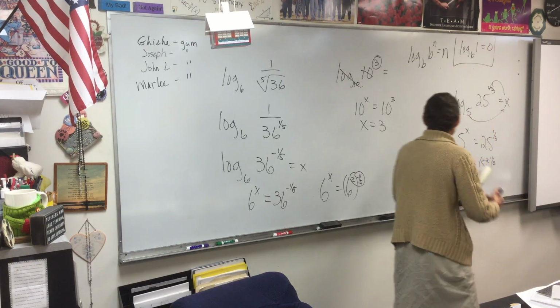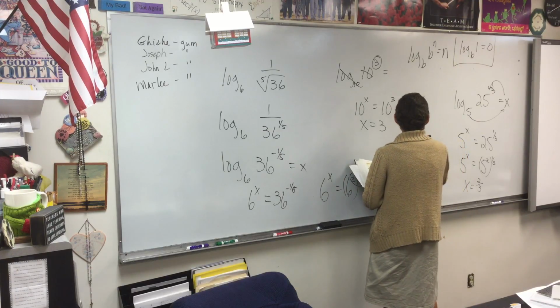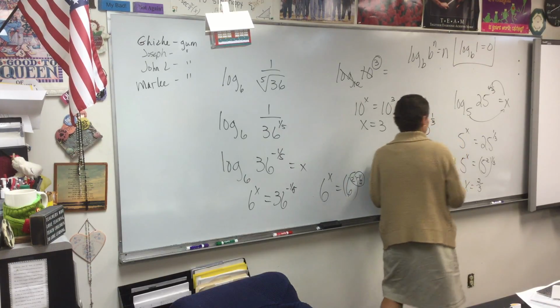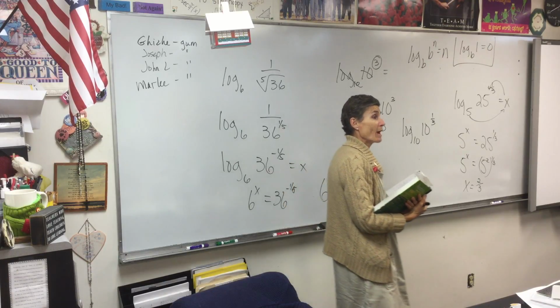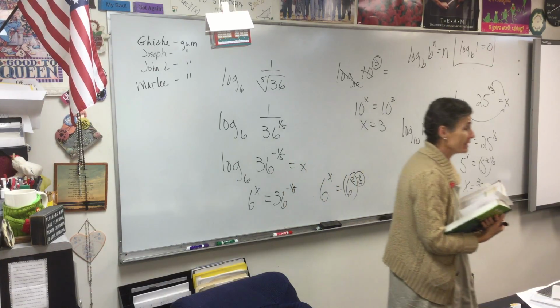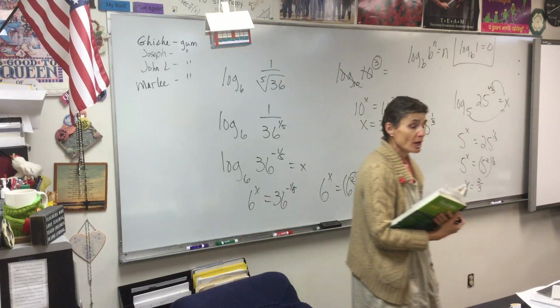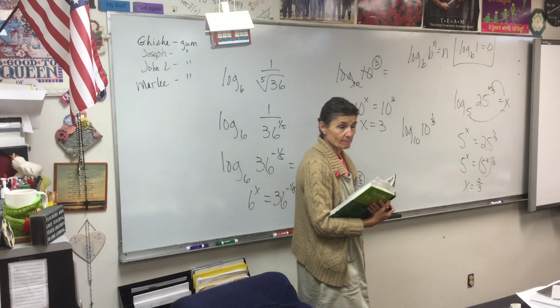What about 11? 1/3. Because number 11 is the log base 10 of 10 to the 1/3. So the answer is 1/3. Radicals don't live in logarithm land. Change them to exponents.